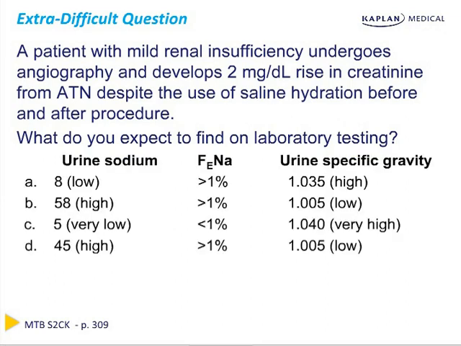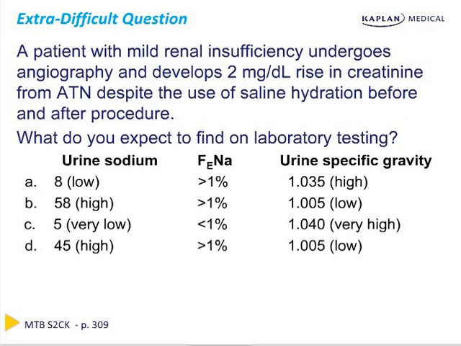And taking a look at the answer choices, we see varying levels of urine sodium, fractional excretion of sodium, and urine-specific gravity. Urine-specific gravity is another marker to measure how concentrated the urine is. A low urine-specific gravity correlates with dilute urine, and a high urine-specific gravity correlates with very concentrated urine. So, what is this question really asking? This question is asking, where does contrast-induced nephropathy fit in? What category is it in?